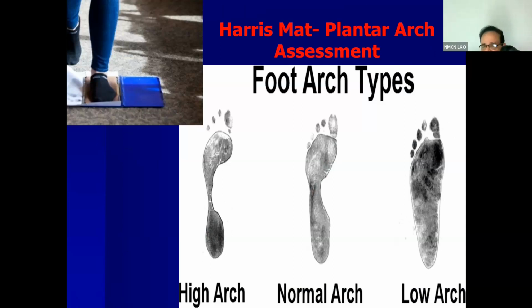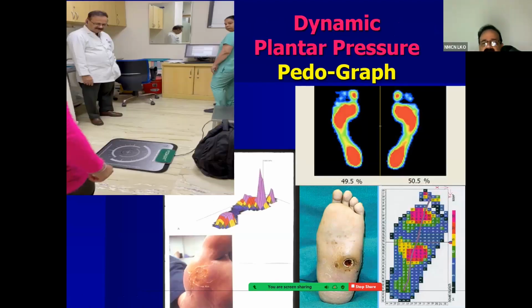And with the Harris mat, we can get this type of impression. On the left side, you will see the high arch. This is the normal arch. This is the low arch or the flat foot. So this is a very important tool, very simple also, very cheap also, not very costly.